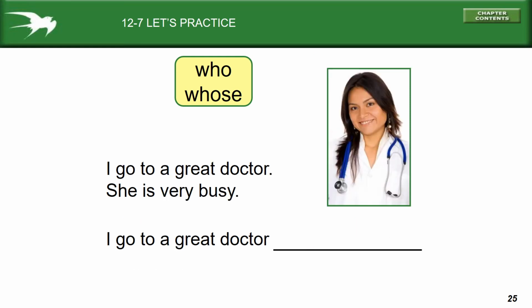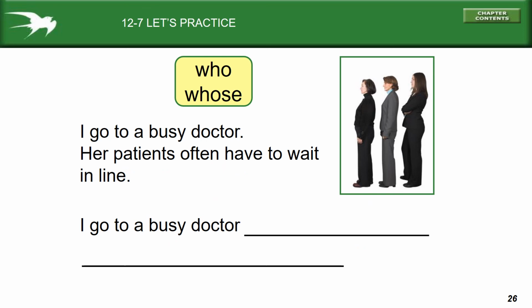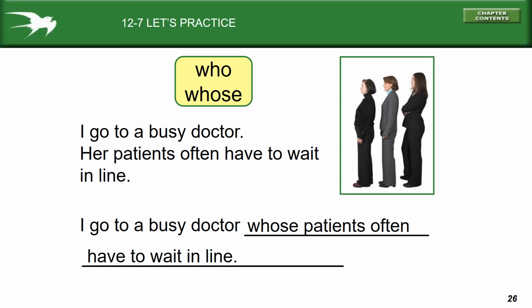I go to a great doctor. She is very busy. Are we using who or whose? I go to a great doctor who is very busy. There's nothing possessive here. So we can't use whose because there's no possessive. I go to a busy doctor. Her patients often have to wait in line. How about this one? Does this have possessive? Yes, it does. I go to a busy doctor whose patients often have to wait in line.